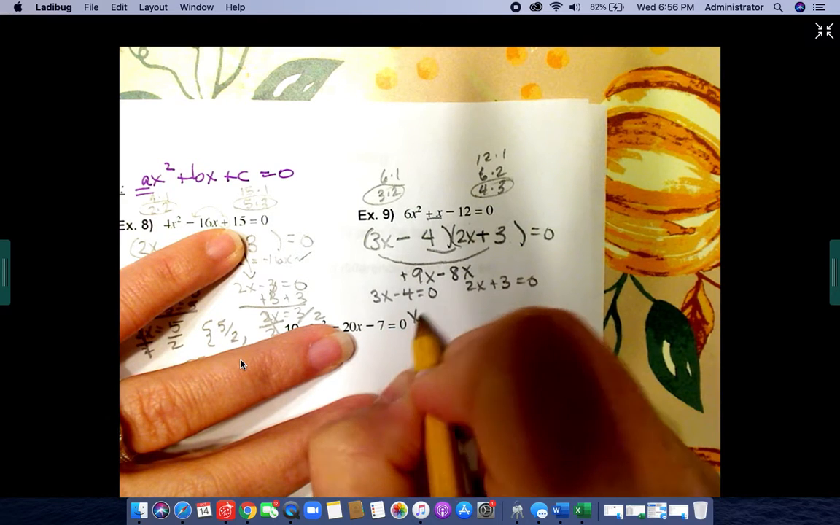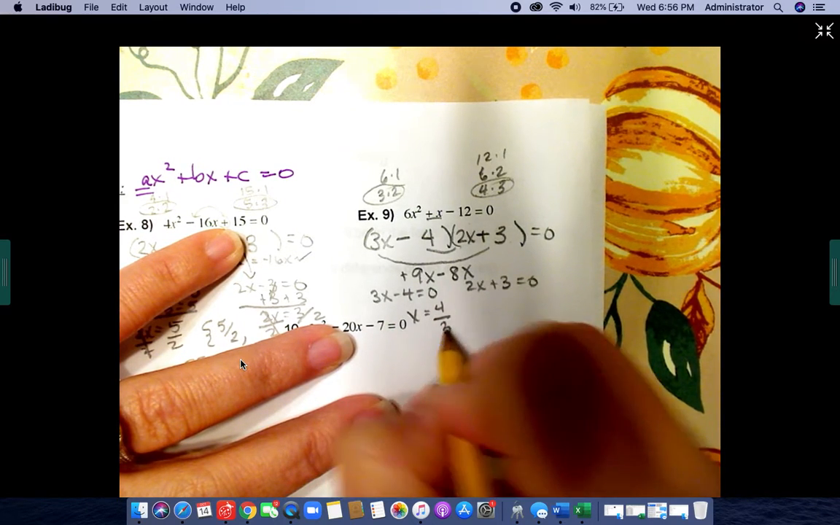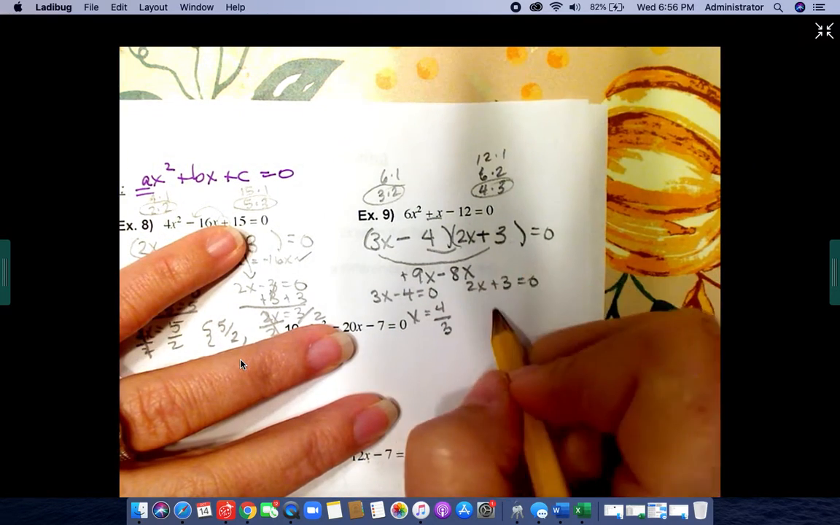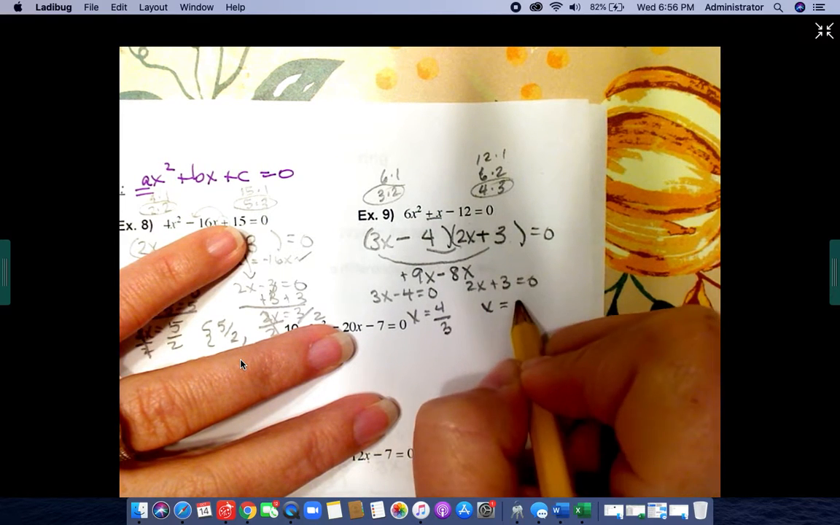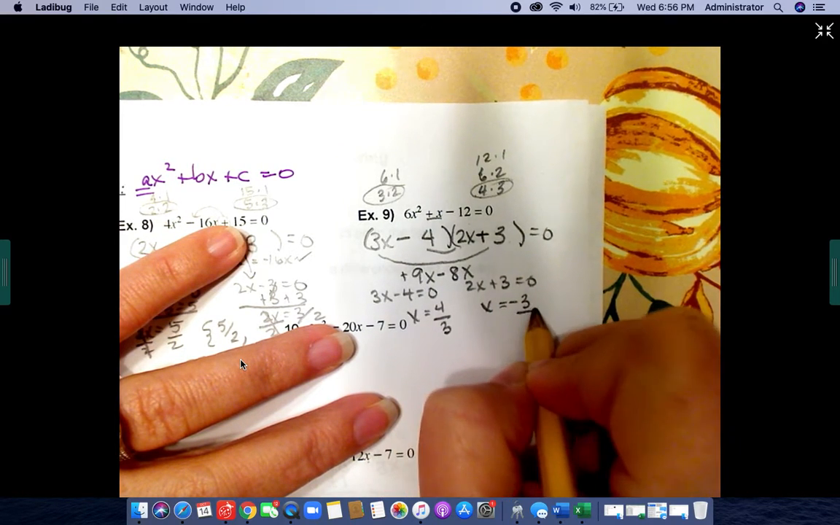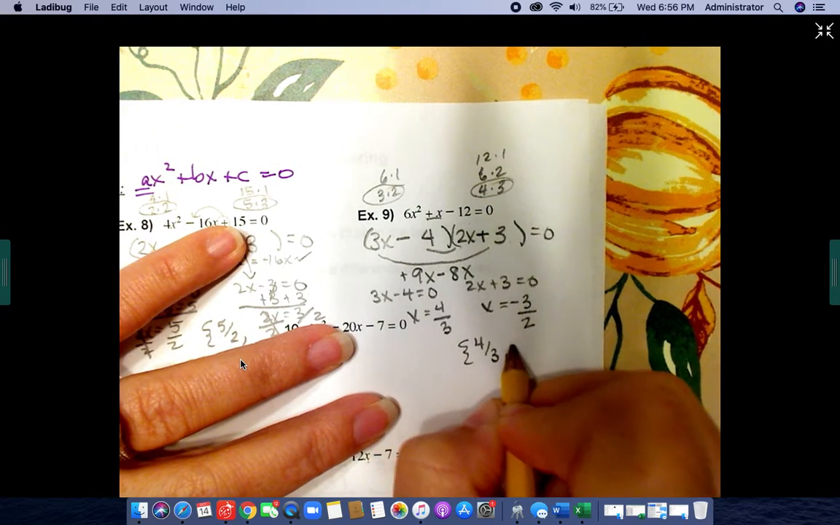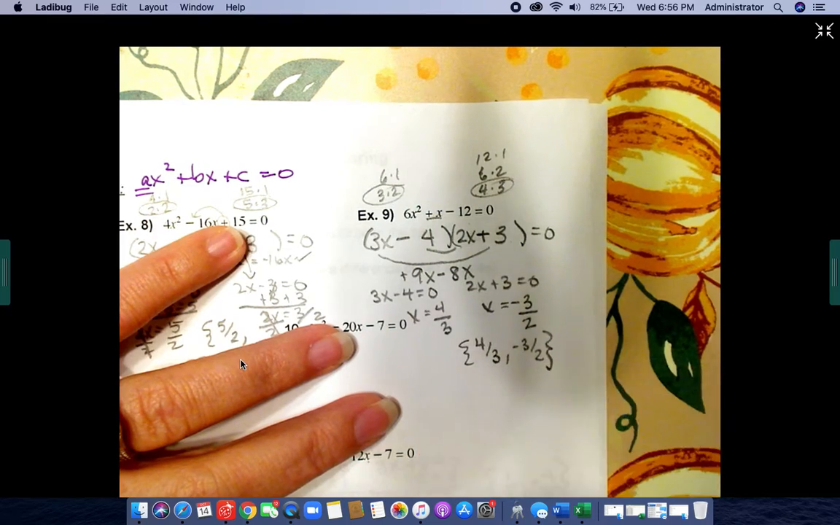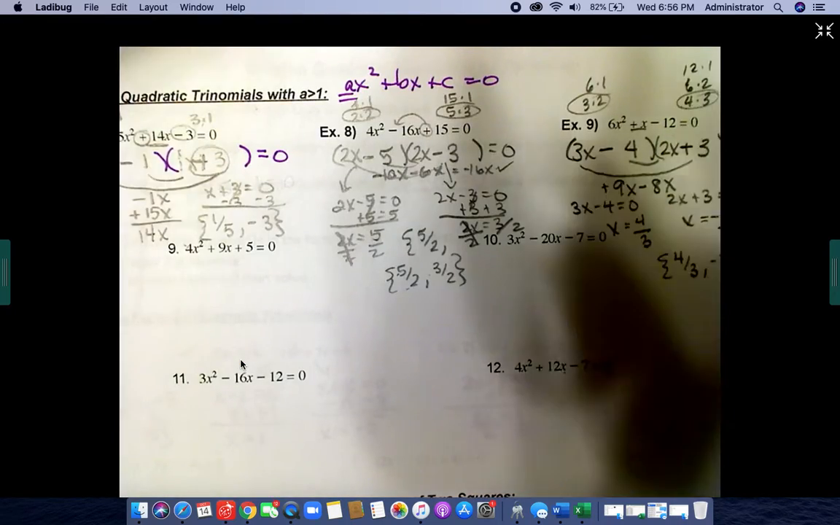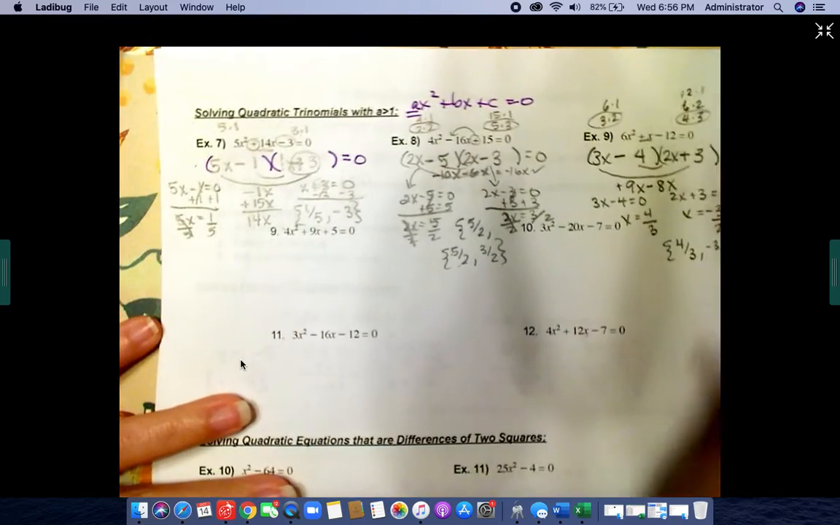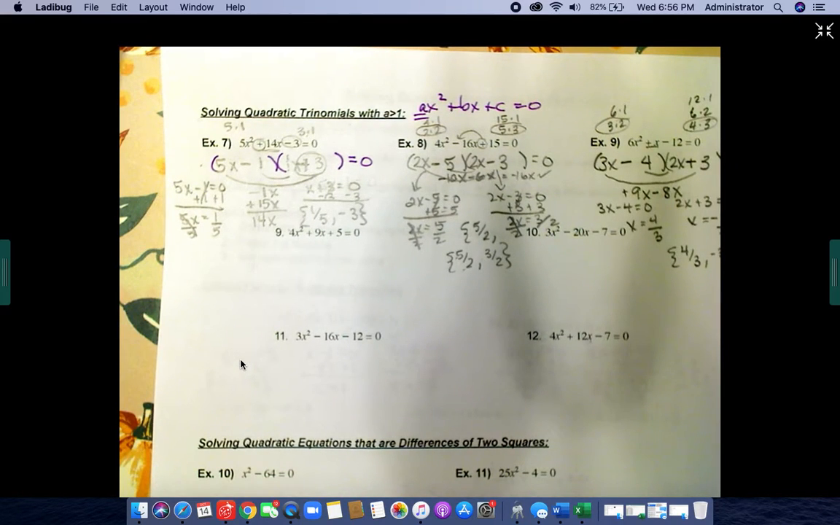So I'm going to add 4, divide by 3. Look at that shortcut. And here I would subtract 3 and then divide by 2. So those are my two solutions: 4/3 and negative 3/2.